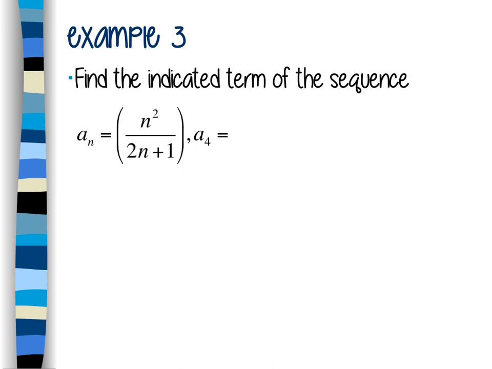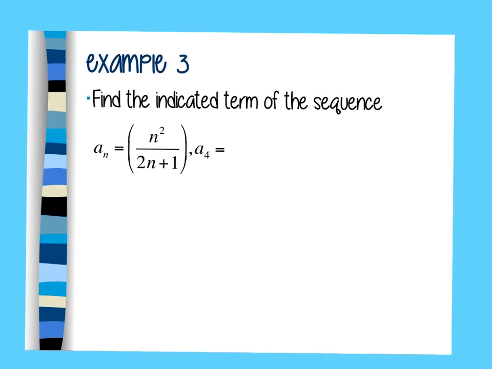All right, this one just says find the indicated term in the sequence. So instead of finding all four of them and then going to the last one, we just want a sub 4, so we just want where n is 4. So I would do 4 squared over 2 times 4 plus 1, 16 over 8 plus 1, 16 over 9. So I could give you a sub 27, and you would plug in 27. Okay, just keep in mind that you're skipping directly to that one.